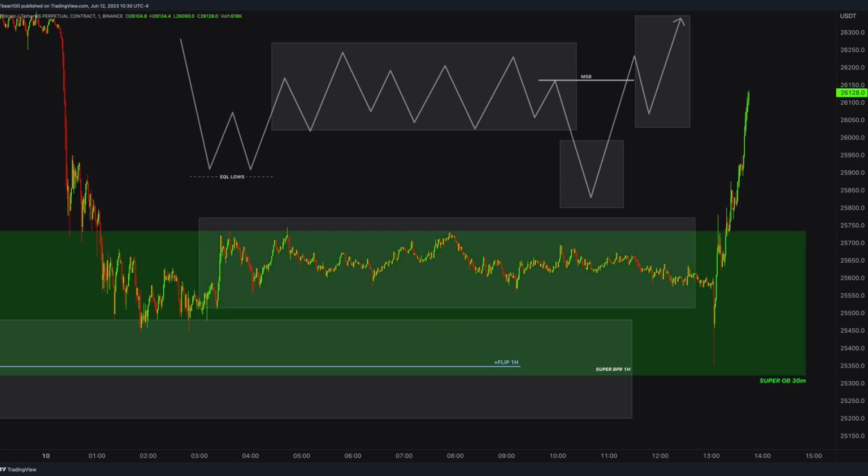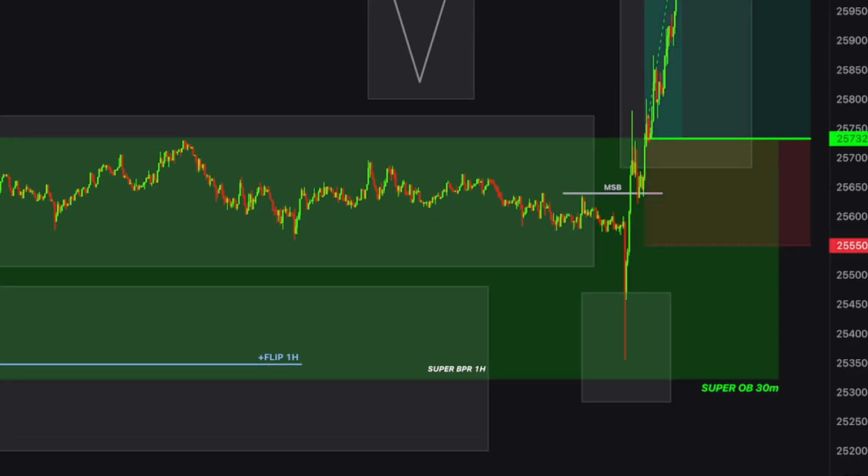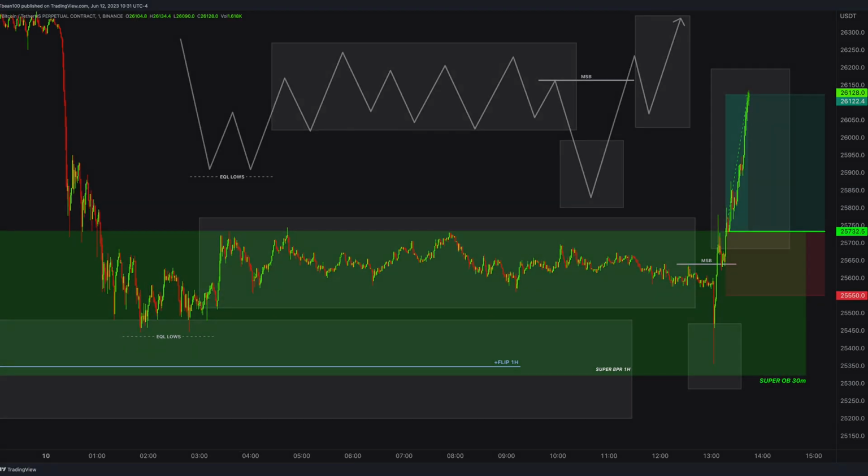The order accumulation, then the manipulation. Notice that it clears these equal lows. Finally, the structure changed and expanded. My entry was a little late. It could have been a much better entry here. I was not paying high attention here.